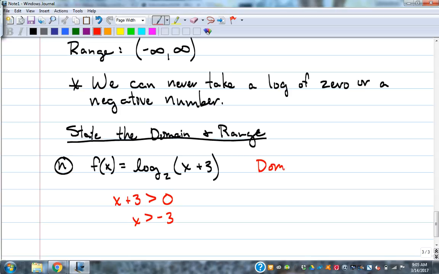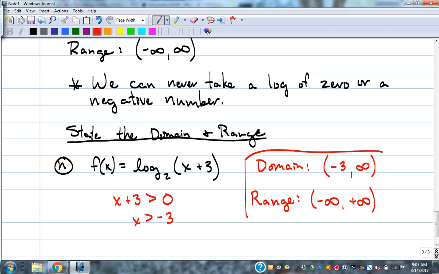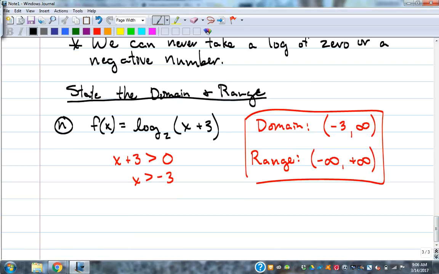So our domain, it can't be 0. Not equal to 0, but greater than 0, from -3 to infinity. Our range is still from -infinity to positive infinity. That hasn't changed. So the domain is just, whatever you're taking the log of, greater than 0, and that's the x value. That's telling you what x values work for the domain.